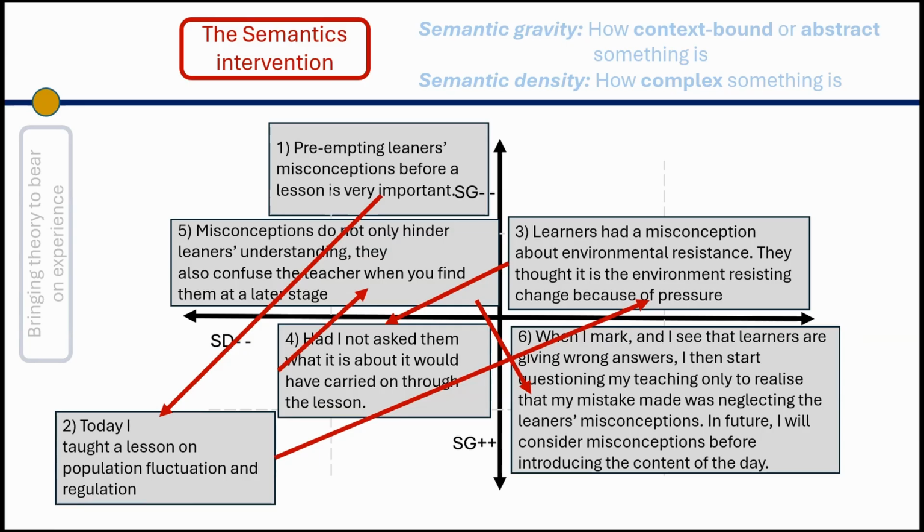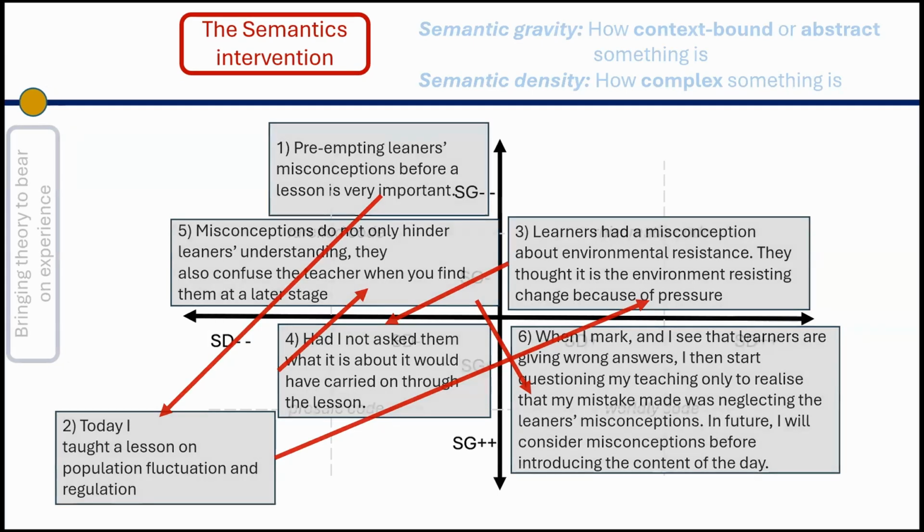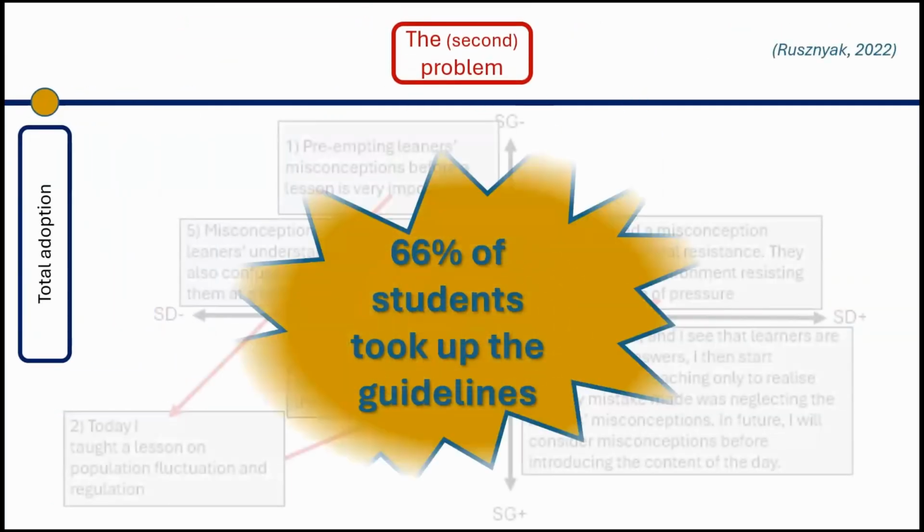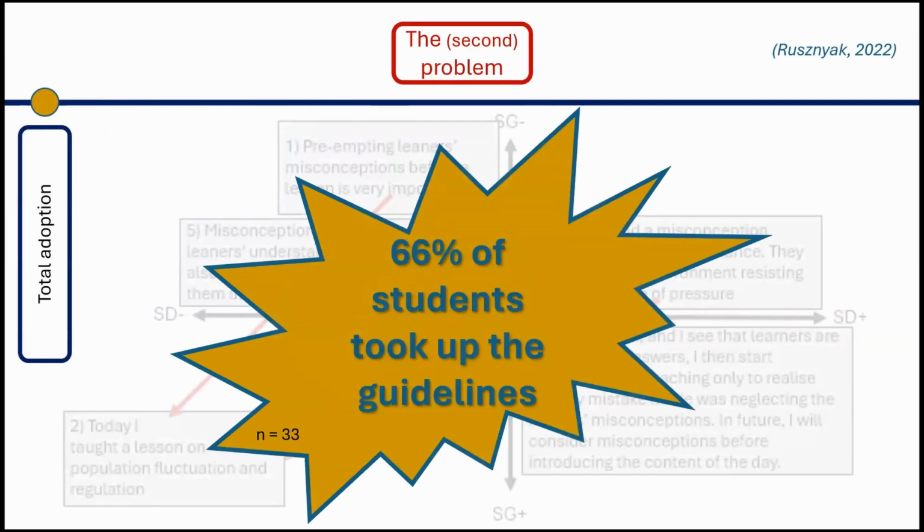So I'm going to move a little bit quickly, but we can always go back and discuss. So that was great, except now 66% of the students took up the guidelines, but that means that 33% still did not. So a third of the students were still resistant to the intervention, which became our second problem.